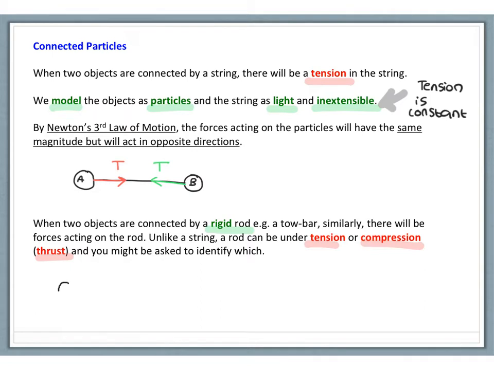So, for instance, we might have a particle A connected to a particle B via a rod, and if we look at the forces in the tow bar rather than the forces on the particles, then we may have the situation where the tow bar is being pulled like this, in which case it is in tension, or we may have a situation like this. Here are the particles, here is the rigid rod connecting them, where the forces in the tow bar look like this, in which case it's in compression.